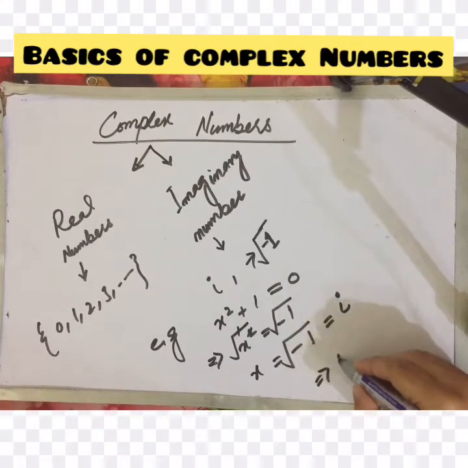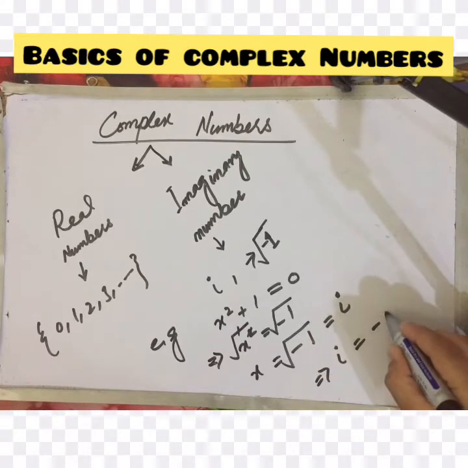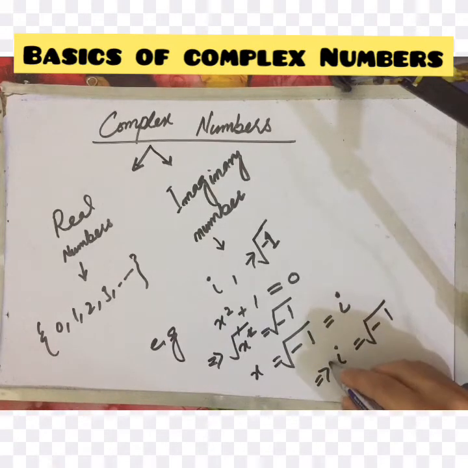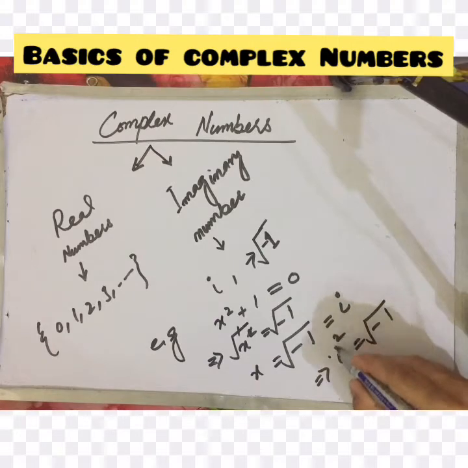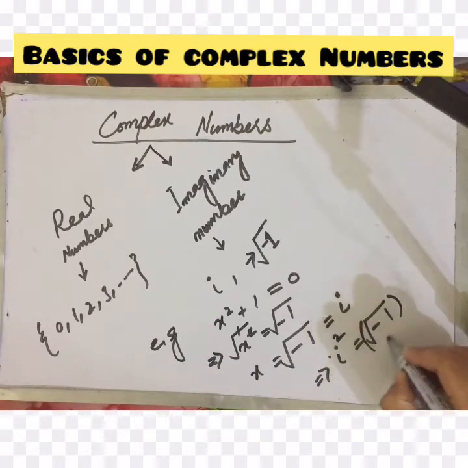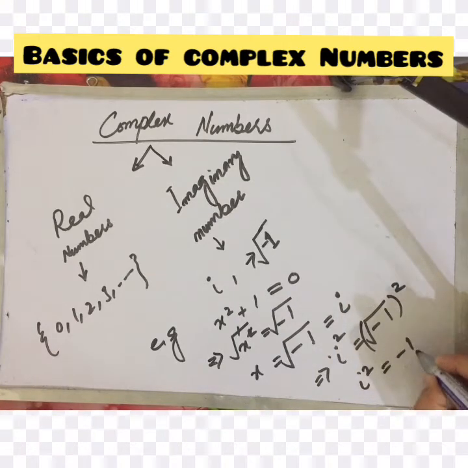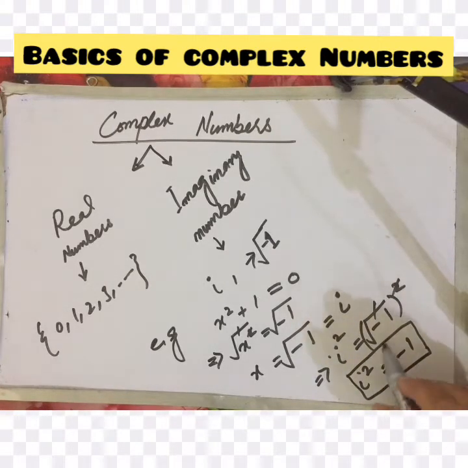If iota is equal to minus square root 1, then by taking square on both sides, this will result in iota square is equal to minus 1. Square and square root will cancel the effect of each other. That is, the resultant is iota square is equal to minus 1. That will be used as iota square is equal to minus 1 in the upcoming lectures.